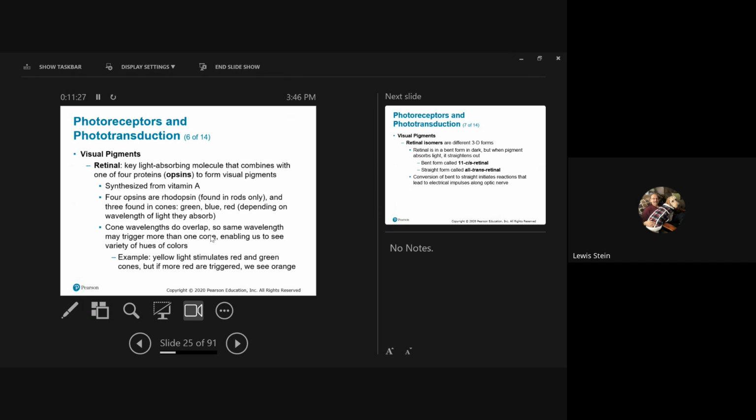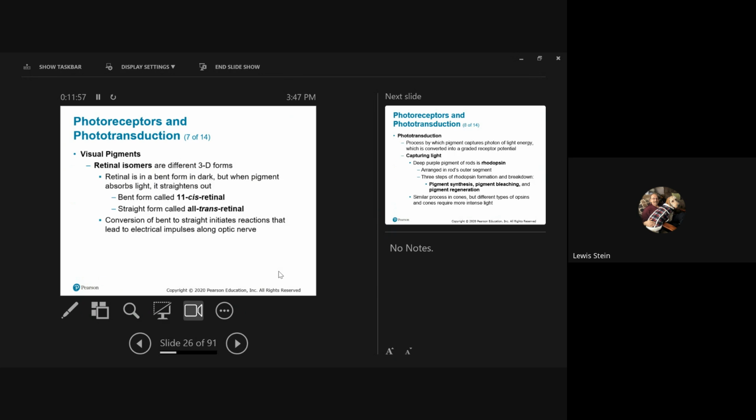And so there's a certain amount, as you will see graphically if you go back, they overlap. So, I mean, that's the beauty. We see so many remarkable variations in color these days. When you see these really good TV sets now, and the computer, it's just extraordinary. So yellow light stimulates red and green cones, but if more reds are triggered, we see orange, for instance. So it's just like looking at a color wheel, if you want to think of it.